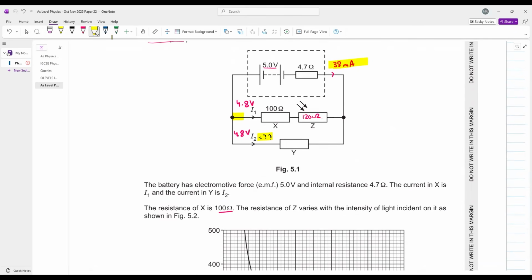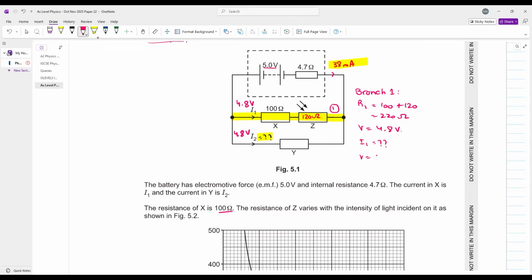Now, consider this yellow branch. Let's say this is your branch 1. Consider branch 1. Can you calculate the total resistance of branch 1? Yes, 100 plus 120, that is 220 ohm. Can you see the total voltage in branch 1 is 4.8 volts? Can you calculate current I1?